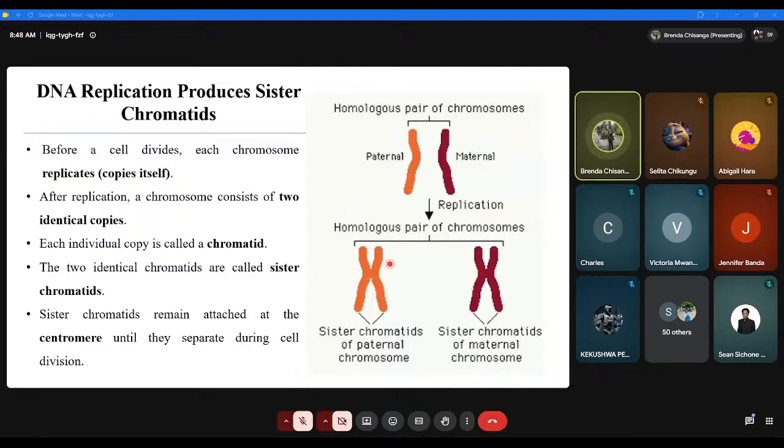Now, the relationship between this chromosome that has duplicated itself and this chromosome, if I look at these arms of the chromosomes, these are non-sister chromatids. Okay, these are sisters together, but if you look at this chromatid and this chromatid here, these are non-sister chromatids. But together within themselves, these are called sister chromatids.